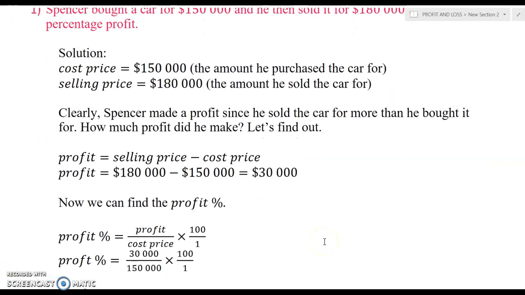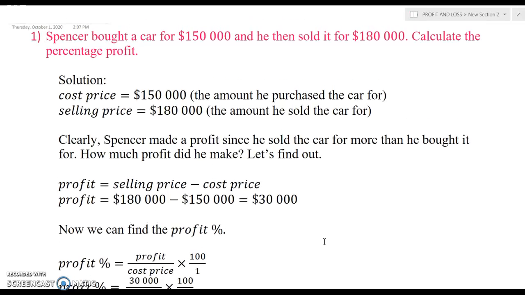So let's look at this question here. It's written in pink. Spencer bought a car for $150,000 and then he sold it for $180,000. Calculate the percentage profit. Well, they already tell you that it's a profit, and you can tell it's a profit that Spencer made because he bought it for $150,000 and he's selling it for $180,000 now. So the cost price is how much he paid for the car, which was $150,000, right? This here. And the selling price is how much he sold it for, and that's this amount here, $180,000.